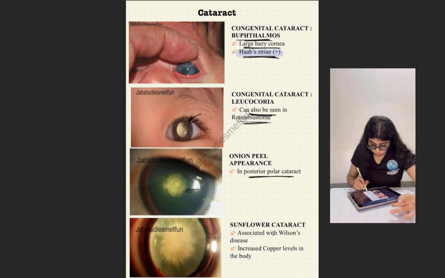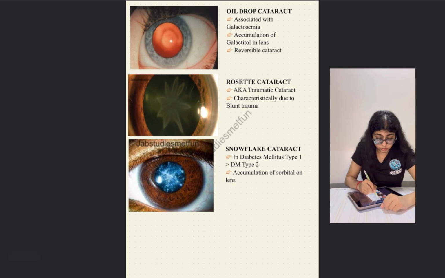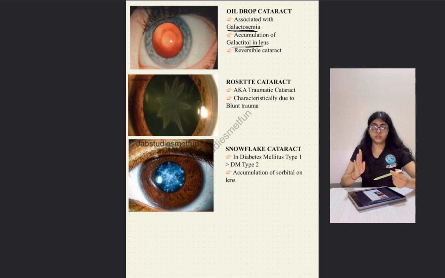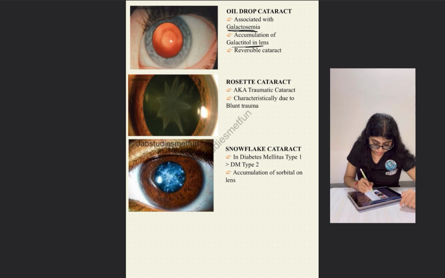Sunflower cataract, it is associated with Wilson's disease. In Wilson's disease, there is basically an increase in copper levels in the body. Oil drop cataract, it is associated with galactosemia. It is the accumulation of galactitol in the lens. It is also a reversible cataract. As you reverse galactosemia, this cataract can be reversed as well. Rosette cataract, recently asked in at least two to three past exams. It is also known as traumatic cataract, characteristically due to blunt trauma.